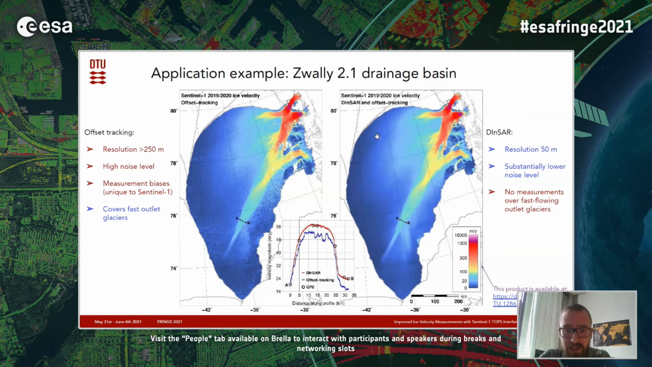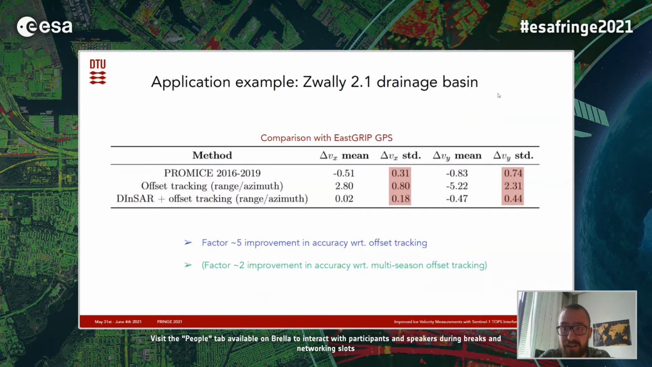And speaking of the GPS measurements, here's a more quantitative comparison. So here in red is highlighted the standard deviation, for both the X and the Y component of the surface velocity, for first the multi-year product, then the offset tracking campaign product, so the left plot before, and finally the right plot from before with the DINSAR measurements. And from here we can see that there's about a factor 5 improvement in accuracy with respect to offset tracking for the DINSAR product or the combined product, and even about a factor 2 improvement with respect to this multi-season product.